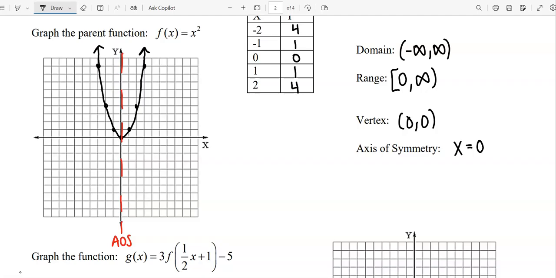What questions do we have about the parent function? We should be able to graph y equals x squared in our sleep. If you can't, we need to be in tutoring.